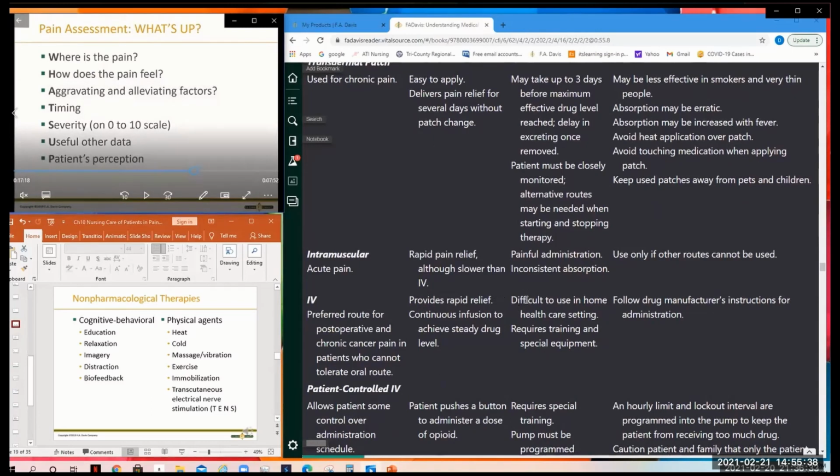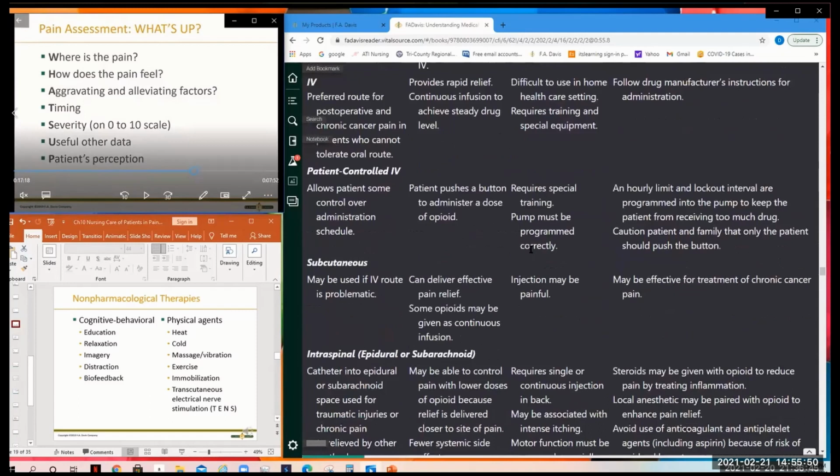It's difficult to use in home healthcare setting and requires training and special equipment. Follow drug manufacturer's instruction for administration. Patient-controlled IV allows patients some control over administration schedule. The patient pushes a button to administer a dose of opioid.